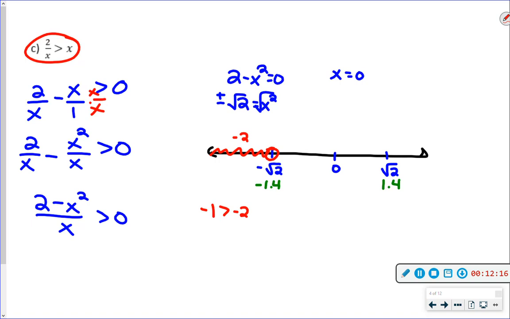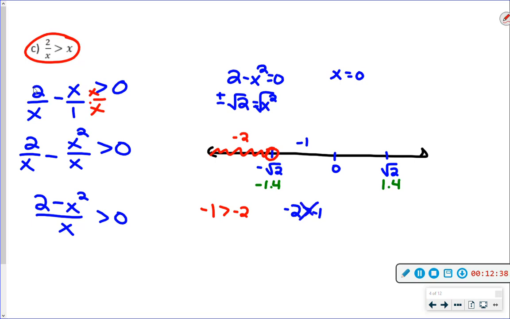Okay, between 0 and negative 1.4. I'm like, okay, that seems scary, but we can actually test negative 1. That's in between them, that's not so bad. I'm going to put it in the original one. So I put negative 1 in there, 2 over negative 1. Is negative 2 greater than negative 1? No, not getting a shade, sorry, Belle.